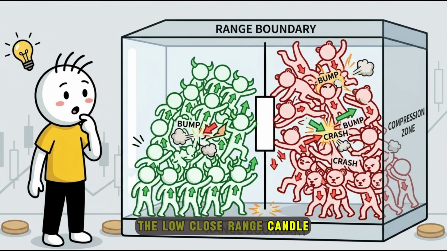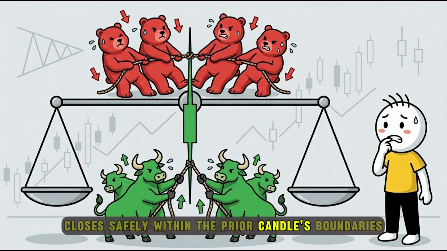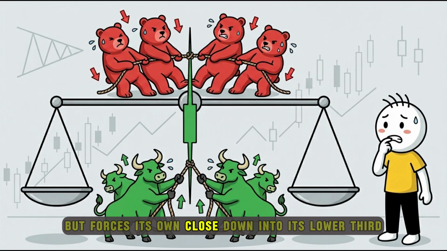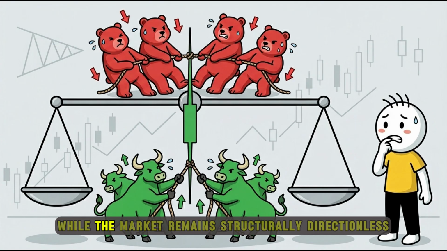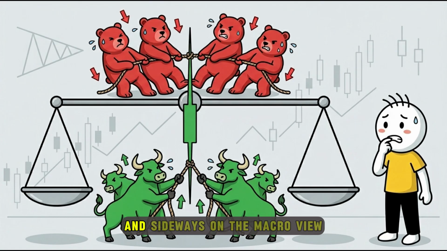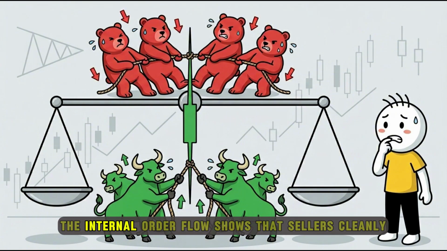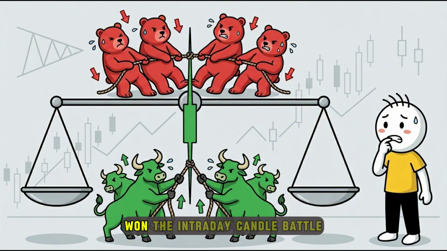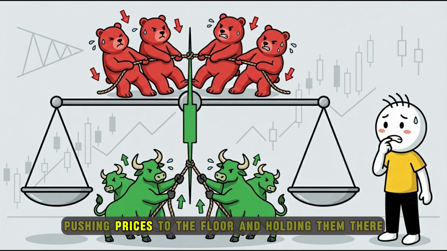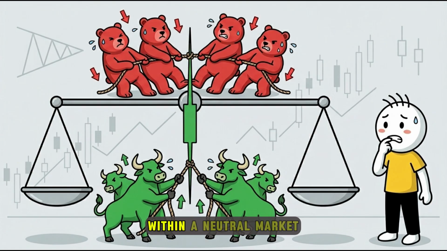The low close range candle closes safely within the prior candle's boundaries, but forces its own close down into its lower third. While the market remains structurally directionless and sideways on the macro view, the internal order flow shows that sellers cleanly won the in-trade candle battle, pushing prices to the floor and holding them there, signaling a subtle bearish undertone within a neutral market.